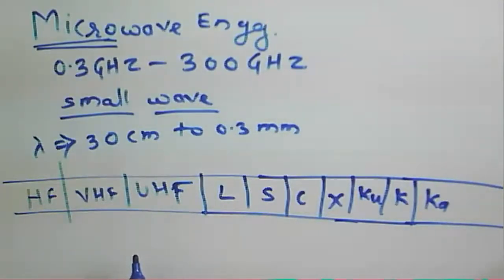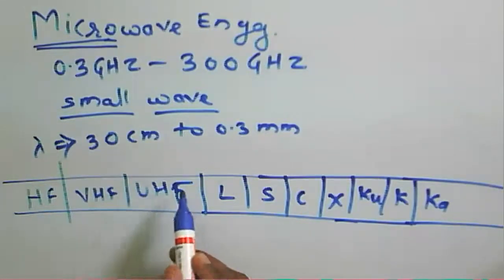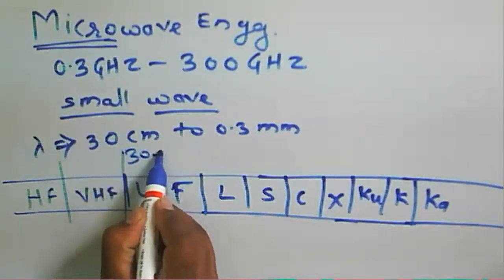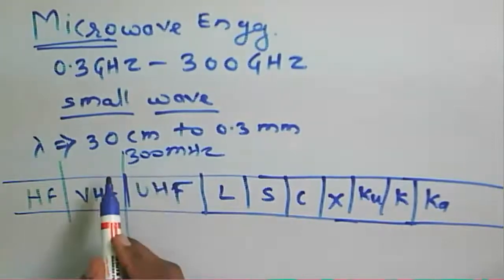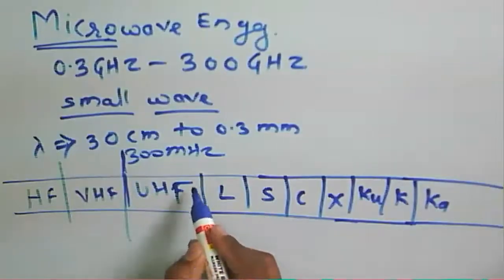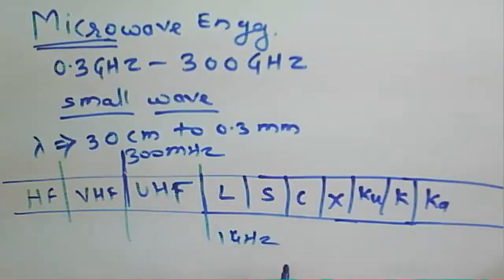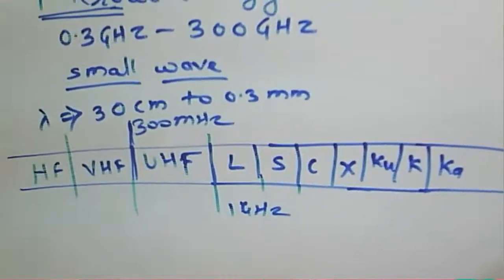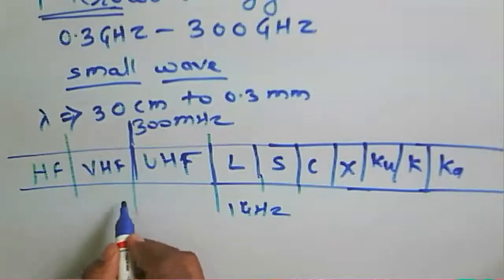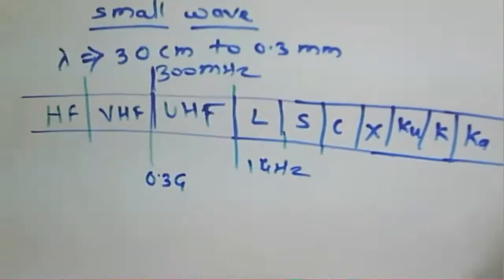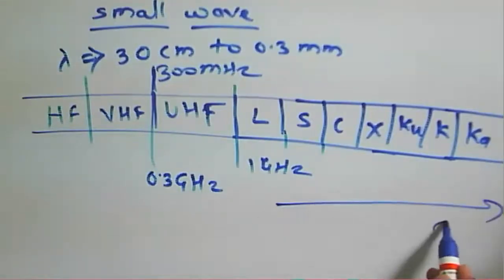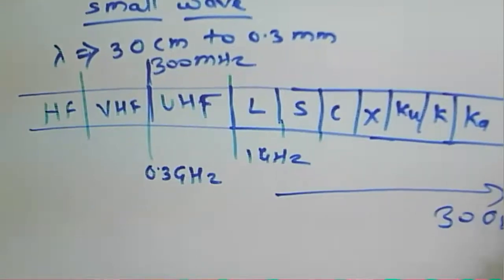Now, where does the microwave frequency band start? It starts from 0.3 gigahertz. VHF is about 300 megahertz, then the band goes to 1 gigahertz, then 2 gigahertz, 4 gigahertz, and likewise. So the microwave frequency band starts from 0.3 gigahertz and goes up to 300 gigahertz.